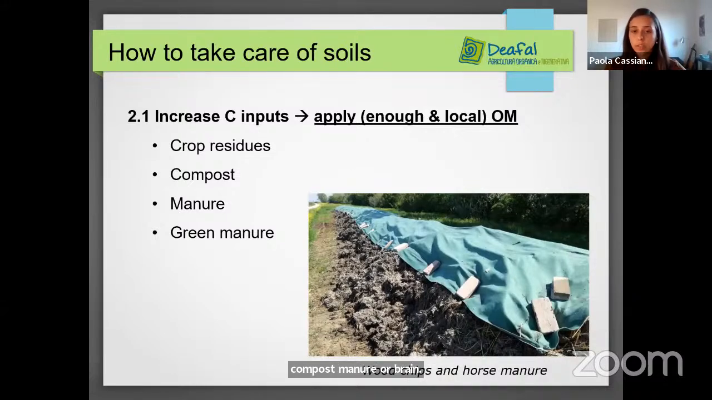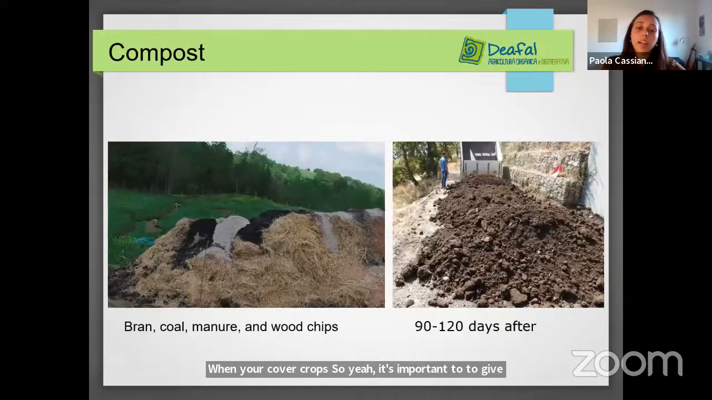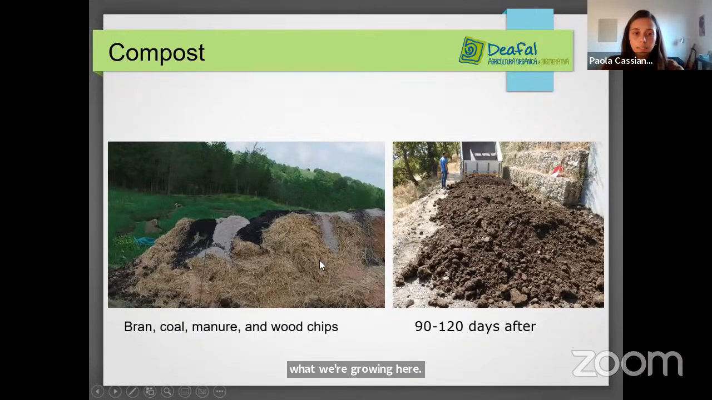So yeah, it's important to give back the soil enough organic matter after we harvest what we're growing. Here you can see an example of compost preparation. This is the very first phase where we put all the materials together, raw materials, and then after 3-4 months, this is the final result when the compost is ready to be incorporated in the soil.